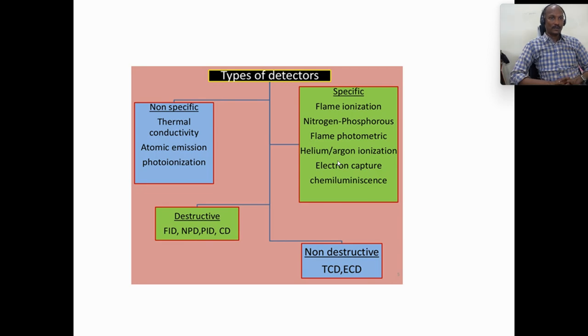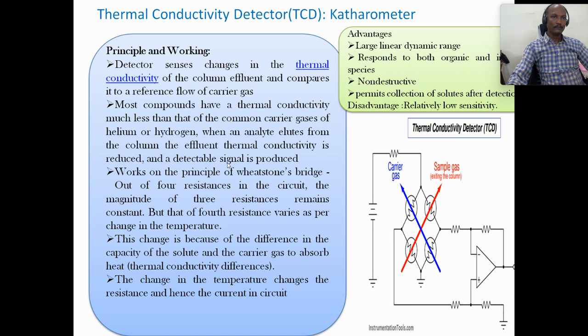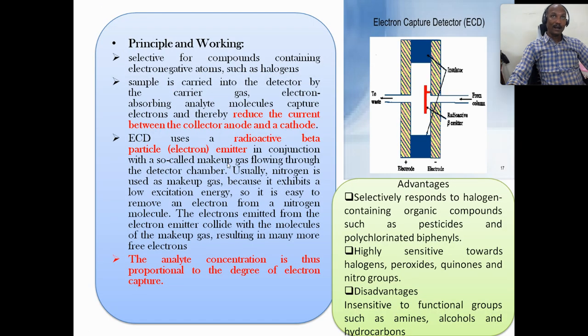What are the different types of detectors? Generally two types of detectors are available: one is specific detector and the next one is non-specific detector. In the case of non-specific detectors, the examples include thermal conductivity, atomic emission and photoionization. In the case of specific detectors, the examples include flame ionization, nitrogen phosphorus, flame photometric, helium argon ionization, electron capture, and chemiluminescence. In the same fashion, they can be categorized into two types: destructive and non-destructive. These are the various types of detectors.